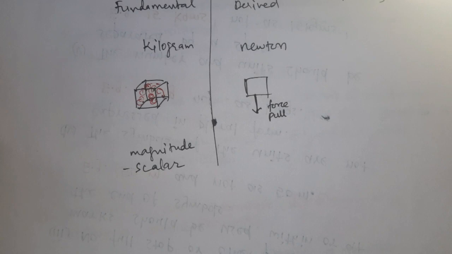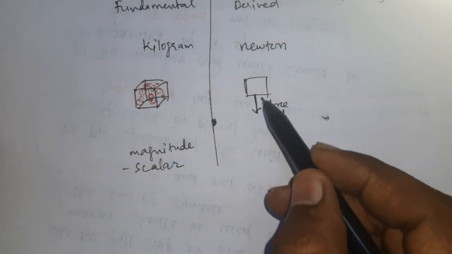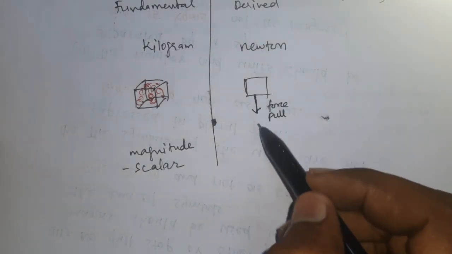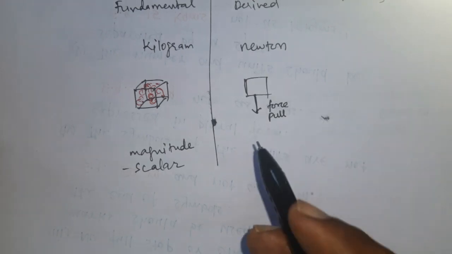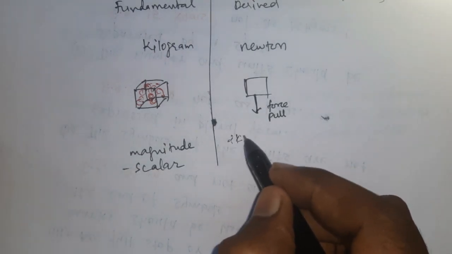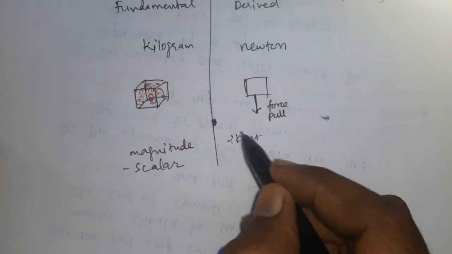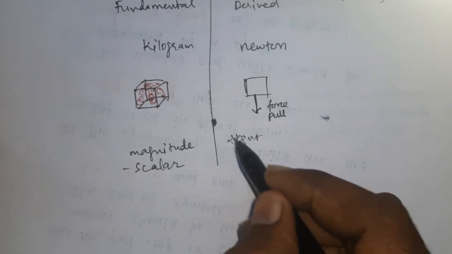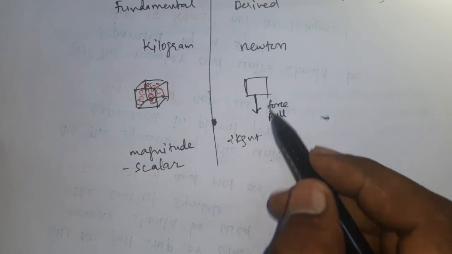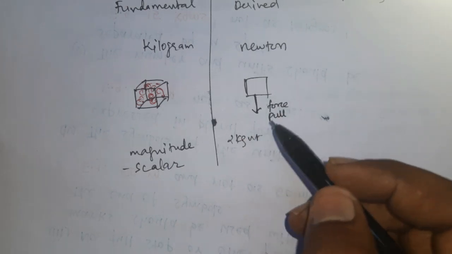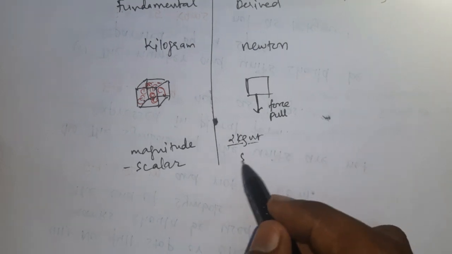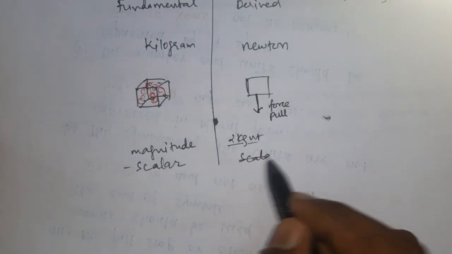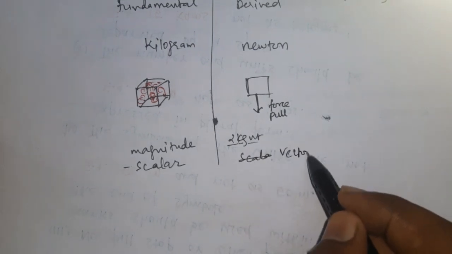But weight has a direction. The weight is the gravitational pull, and the gravitational pull is towards the downward direction, so it has direction and magnitude. For example, 2 kg weight. So 2 kg is the numerical data, the magnitude, and the downward direction is mentioned. So it has magnitude and direction, so this is a vector quantity.